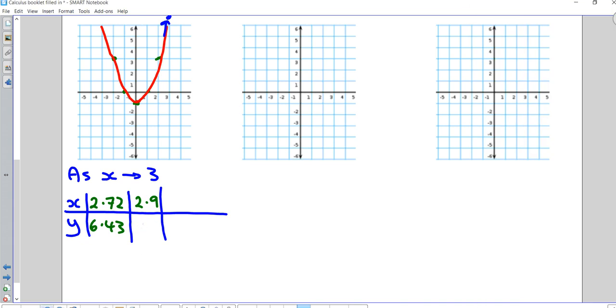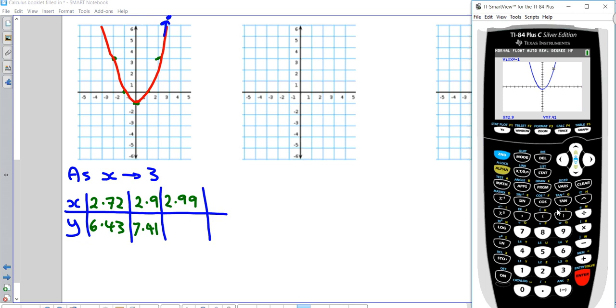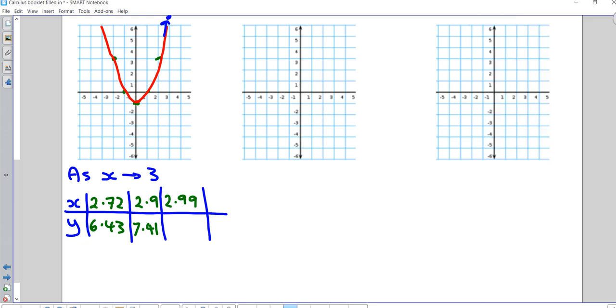This might seem totally pointless, but again, this is just so you can see the theory behind calculus. Let's put in 2.99. Using Grace's method, go second value, type in 2.99. We get 7.94.